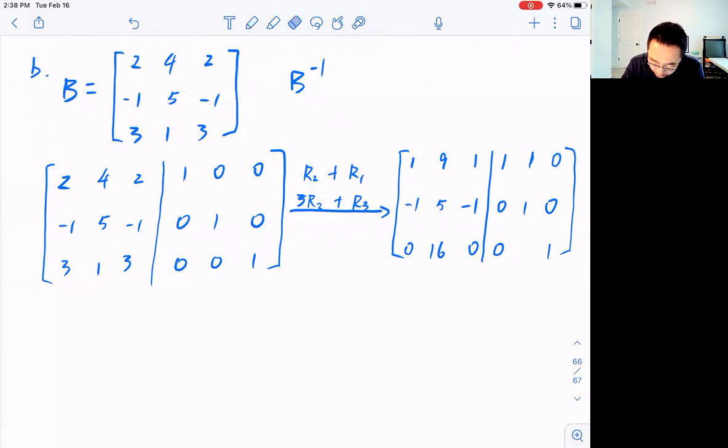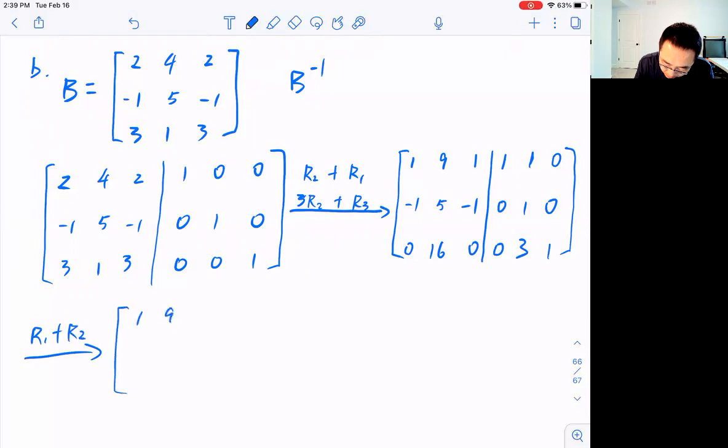Okay, we just did 3 times R2, not -3 times R2. So this is +3. Now I want to change this -1 into a 0, and I can do that by adding row 1 to row 2. So I'll just do R1 added to R2. That gives me 1, 9, 1. Then -1 plus 1 is 0. 5 plus 9 is 14. -1 plus 1 is 0. Then I have 0, 16, 0.